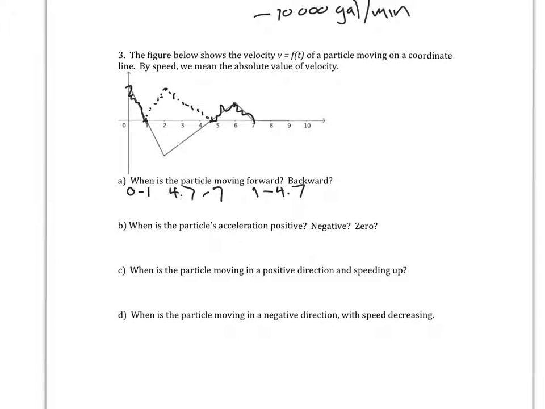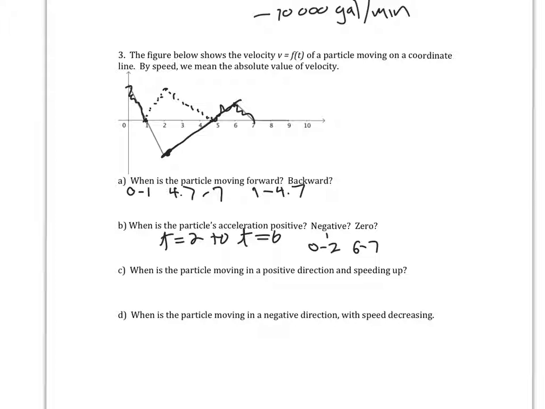Okay, so when is the particle's acceleration positive? Its acceleration is positive when the velocity is increasing, and so that would be from this point here up to this point here, when we have a positive slope on the velocity graph. So from t is equal to 2 to t is equal to 6. And so it's negative on these other intervals, so negative from 0 to 2, and then also from 6 to about 7.